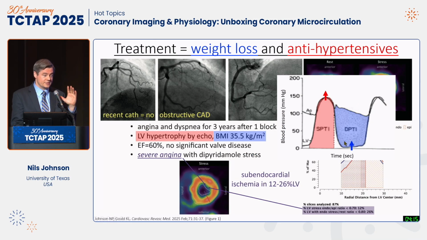So taking those concepts and coming back to this woman that we had, the reason that she has subendocardial ischemia is because she has left ventricular hypertrophy. You can almost see the tortuosity in her coronary arteries. Her blood pressure was not well controlled.